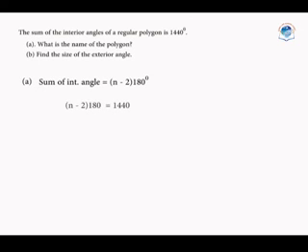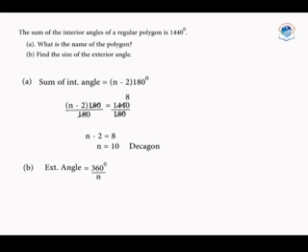So we have n minus 2 times 180 is equal to 1440. We divide both sides by 180, and if we solve that, n is equal to 10. So the polygon is a decagon. Exterior angle is given by 360 over n. So we have 360 divided by 10, and that is equal to 36 degrees. Good luck with polygons.